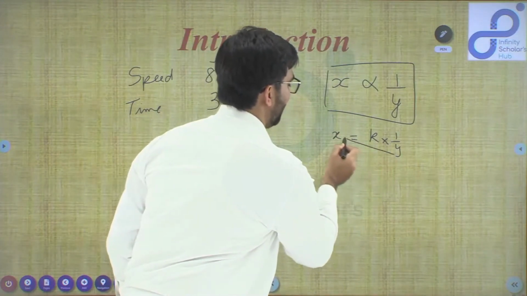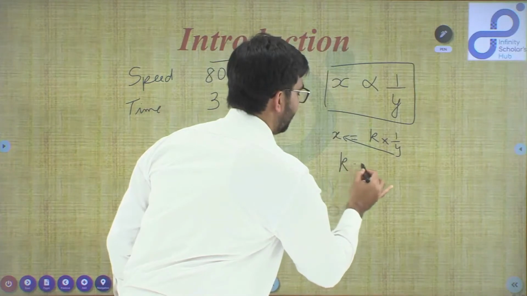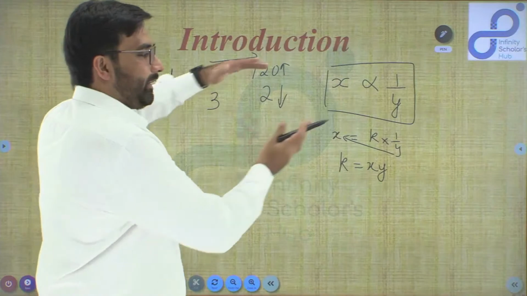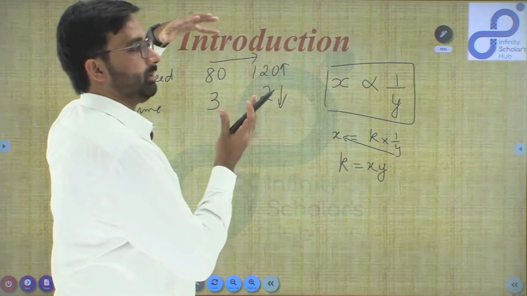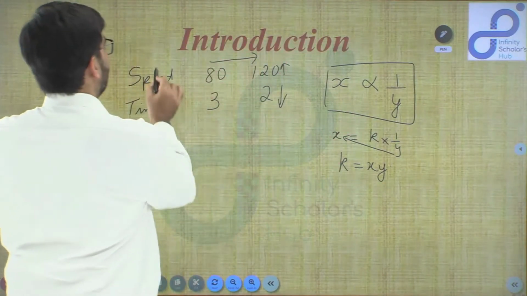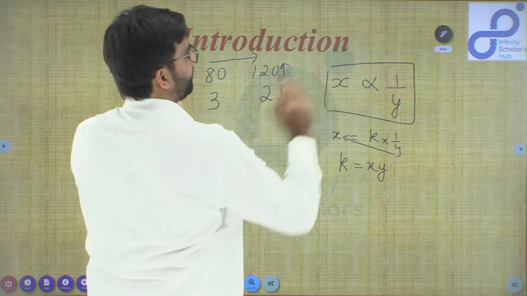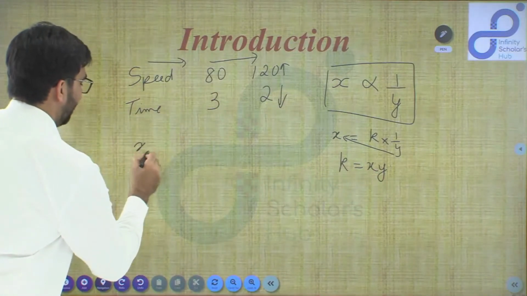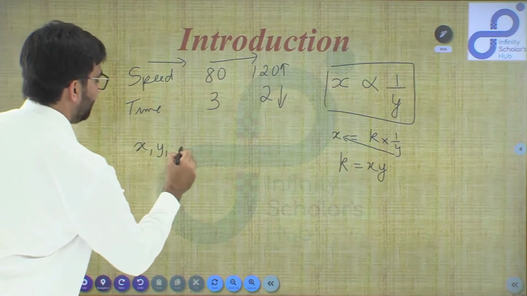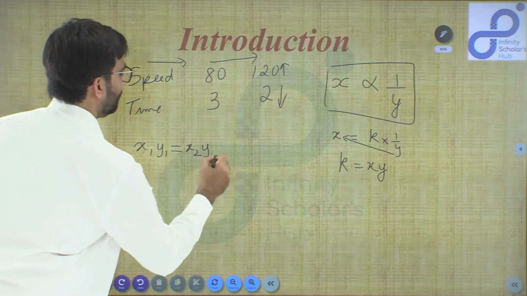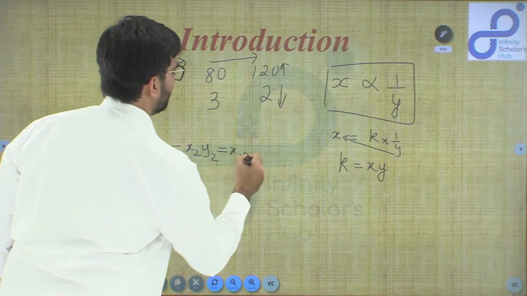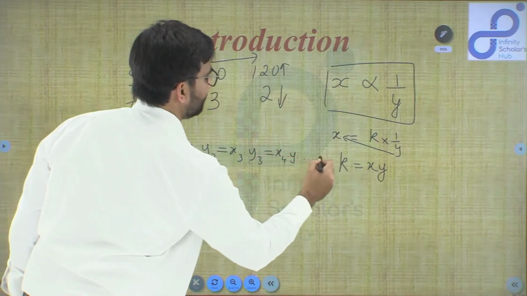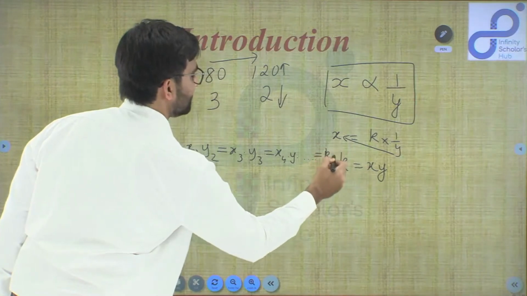You will send this y on the other side. So you will get your k equals to x into y. Okay, now if there are too many observations given, like you have a good data of speed and time, say you have 4-5 observations over here, so this will become like this: x1 into y1 will be equal to x2 into y2 will be equal to x3 into y3, this will be equal to x4 into y4, and so on will be equal to k, which is your constant.